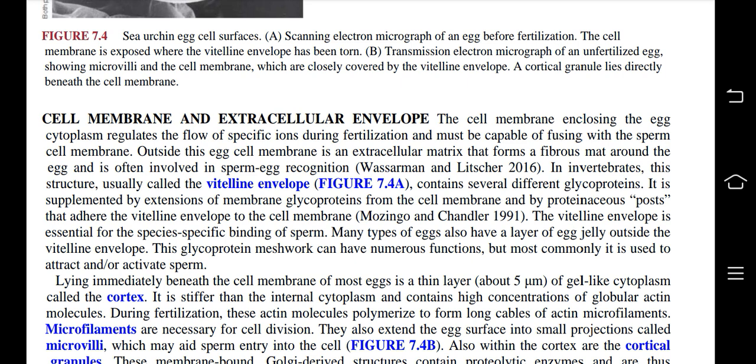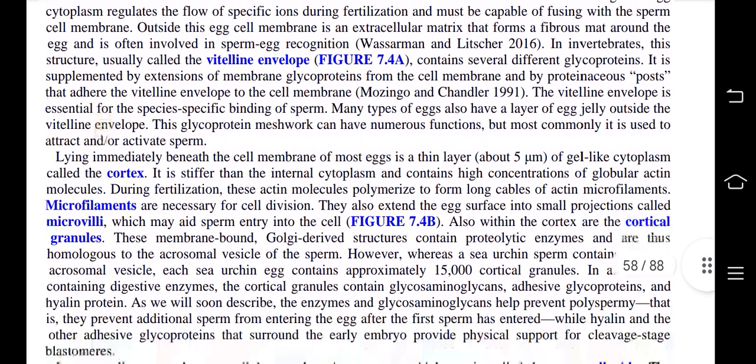Many types of eggs also have a layer of egg jelly outside the vitelline envelope. This glycoprotein meshwork can have numerous functions, but most commonly it is used to attract or activate the sperm. Lying immediately beneath the cell membrane of most eggs is a thin layer, about 5 μm, of jelly-like cytoplasm called the cortex. It is stiffer than the internal cytoplasm and contains high concentrations of globular actin molecules. During fertilization, these actin molecules polymerize to form long cables of actin microfilaments. Microfilaments are necessary for cell division. They also extend the cell surface into small projections called microvilli, which may aid sperm entry into the cell.